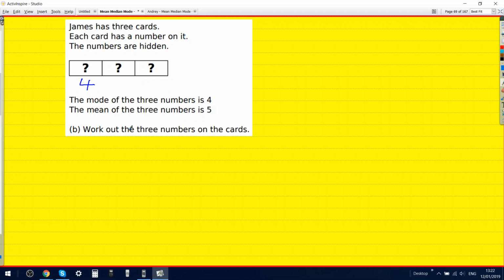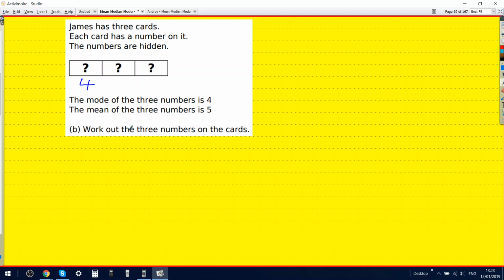Work out the 3 numbers on the cards. Could you just try different numbers? You could. There's a quicker way. How would the mode... What would have to happen for the mode to be 4? There'd have to be another number that's 4.